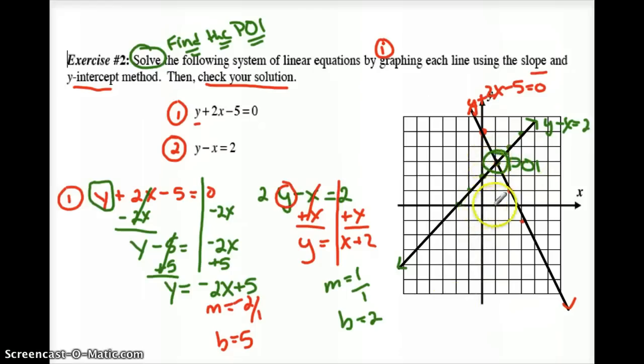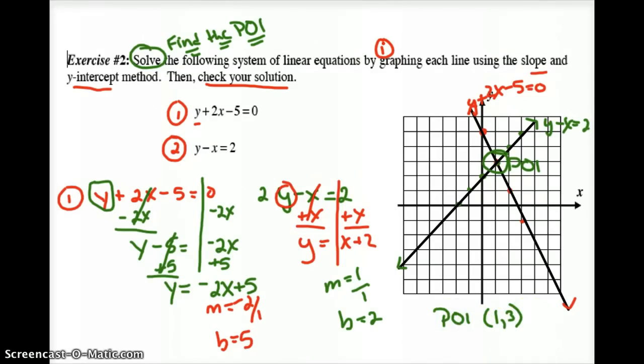And now we name it. From the origin, we're going to go over 1 and up 3. So the name of the point of intersection is (1, 3). You must have parentheses in order to name that point, or else you're going to get a point off. Okay, so that's solving it.